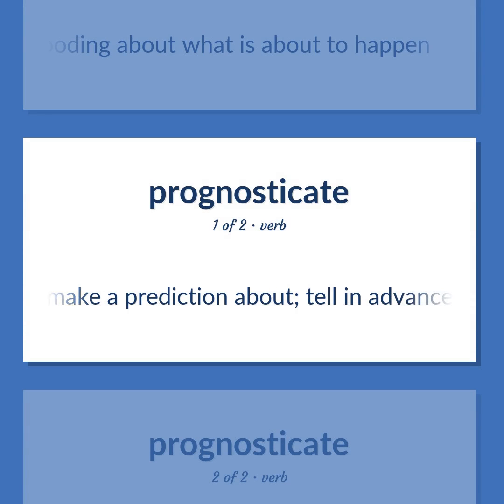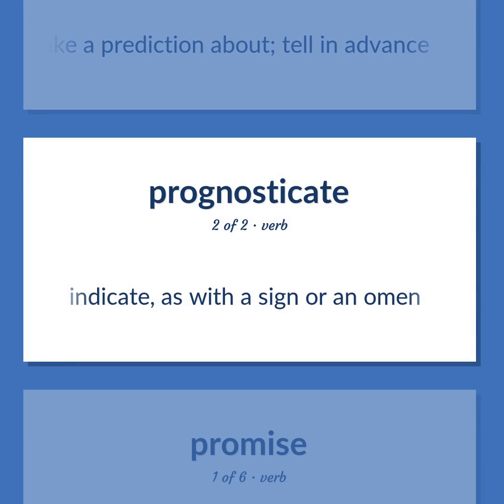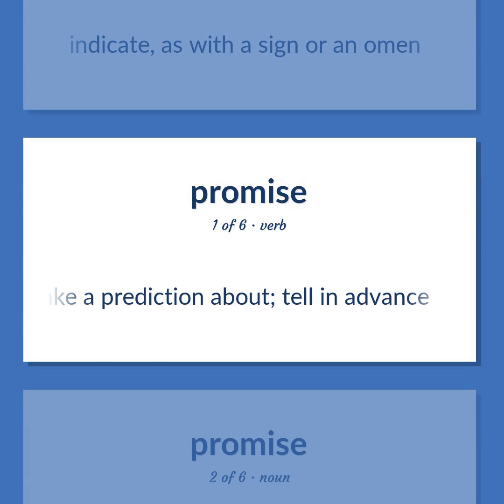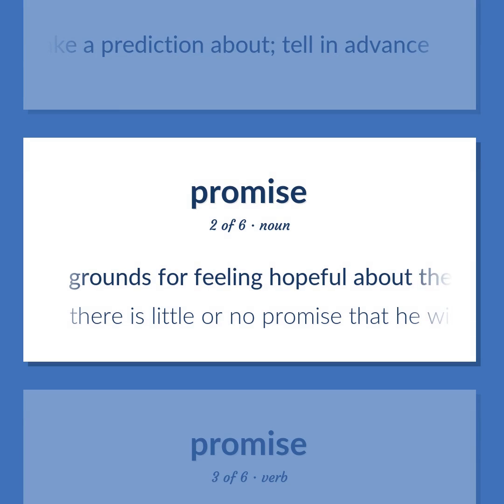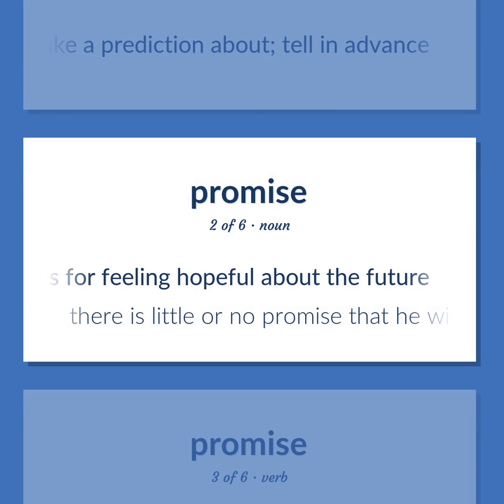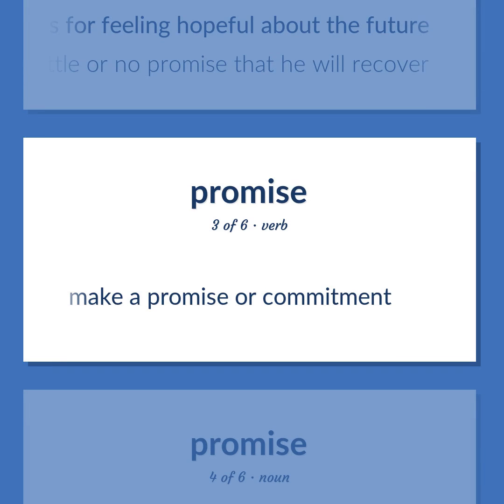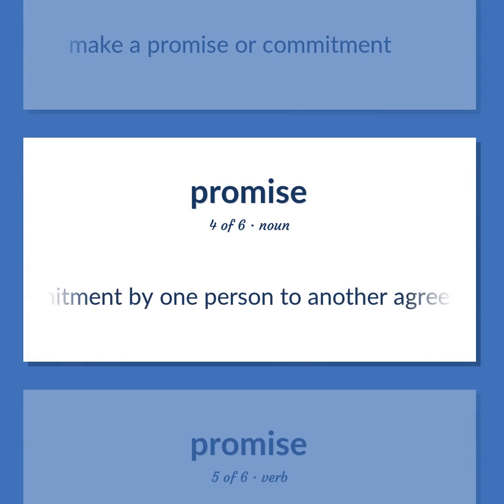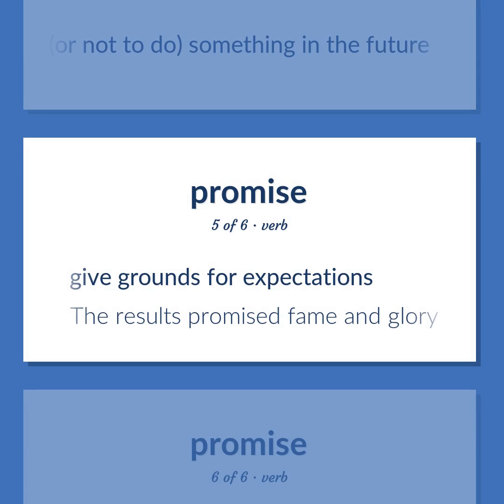Make a prediction about. Tell in advance. Indicate, as with a sign or an omen. Make a prediction about. Tell in advance. Grounds for feeling hopeful about the future. There is little or no promise that he will recover. Make a promise or commitment. A verbal commitment by one person to another agreeing to do, or not to do, something in the future. Give grounds for expectations. The results promised fame and glory.